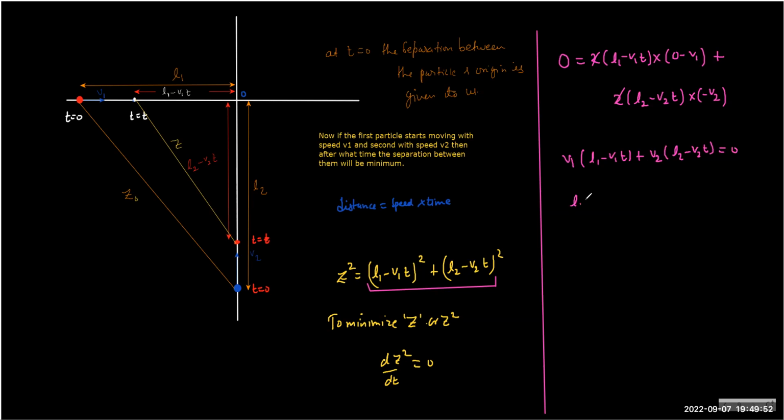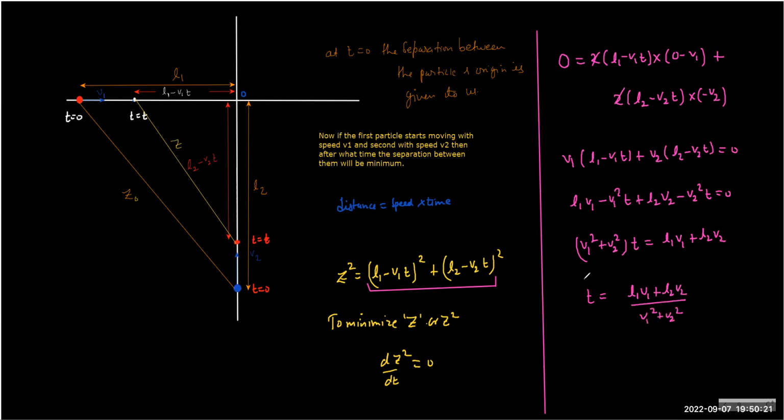And if you solve, you get L1 v1 minus v1 square t plus L2 v2 minus v2 square t equals 0. I can rearrange the t terms to one side. So v1 square plus v2 square into t equals how much? L1 v1 plus L2 v2. And therefore we got the answer for t. After this much time, the separation will be minimum.